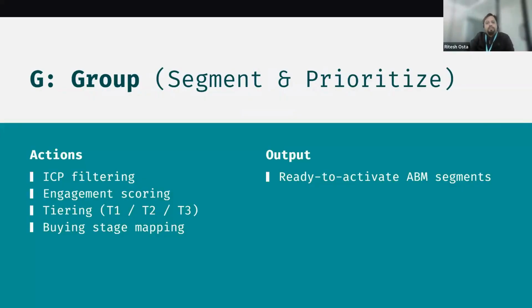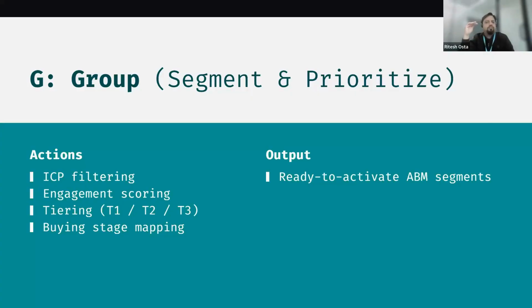Now the next step is G, which is group, which is segmentation and prioritization. When you group it, you do the ICP filtering. For example, if the signals are coming up, whether it matches your ICP or not. If it does not match the ICP, you can ignore it, right? And if it matches the ICP, then you see what kind of engagement is happening. They have engaged with you on G2, 10 points. They have engaged with you on website, 20 points. They have gone to the contact us page, another 20 points. Stuff like those, right? You can dynamically create those kind of scoring as well, right?